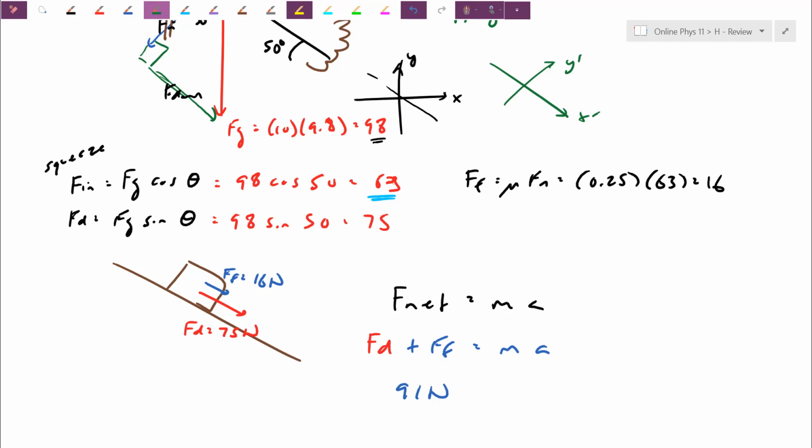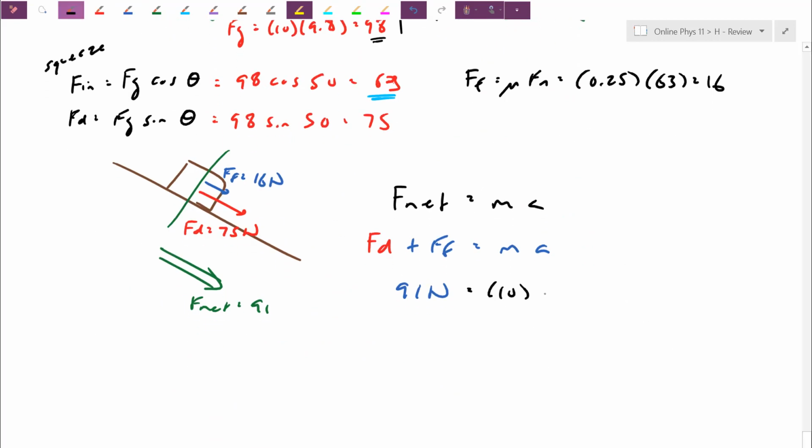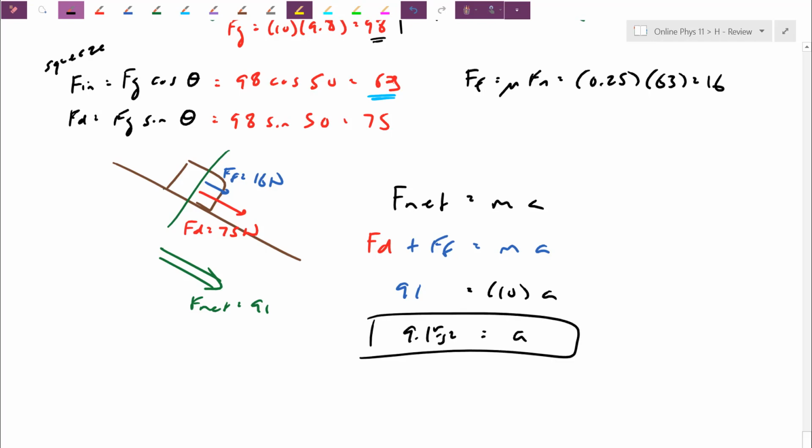The net force, well, nobody's pulling upwards. The net force is definitely going to be down this way. The net force is actually 91. If that's an overall unbalanced force, and your mass was 10 kilograms, what's the acceleration going to be? I just divide by the 10. Acceleration is going to be 9.1 meters per second squared. Looking at the orientation here, this one is down the slope, or down the ramp.